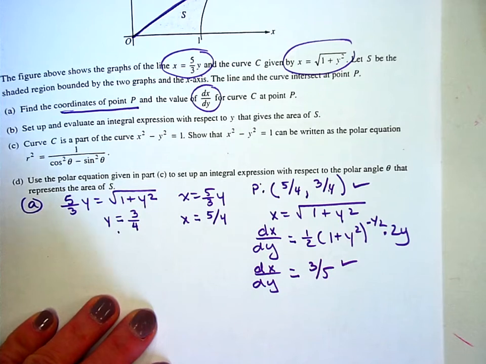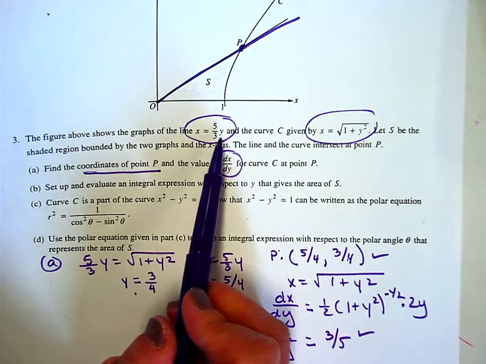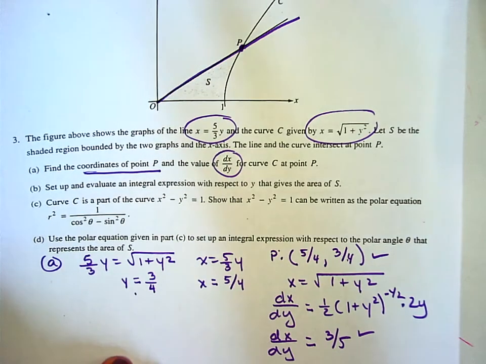Probably would have been easier actually if I just use x equals 5/3 y. You can do the same thing. Or you can find dy dx and then flip it.